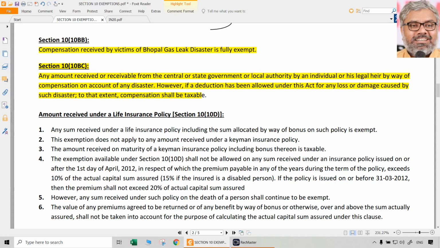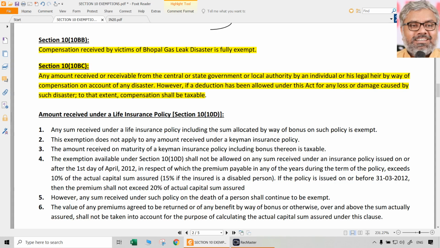Of course, if the person has claimed any deduction for any loss or damage caused, to that extent the compensation shall be taxable. Imagine if a businessman has lost all his stock and the total loss was 2 lakhs, and the government, let us say, because of whatever reasons, gave a compensation of 2 lakhs.